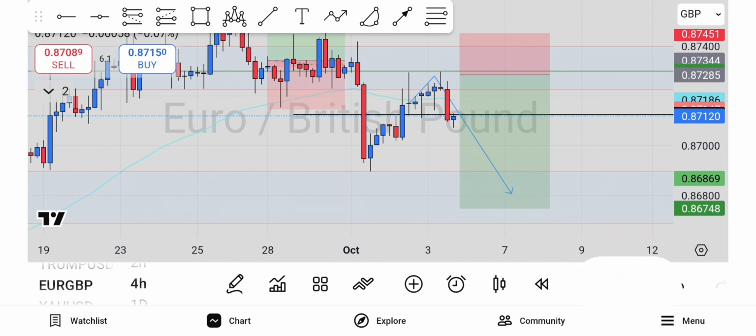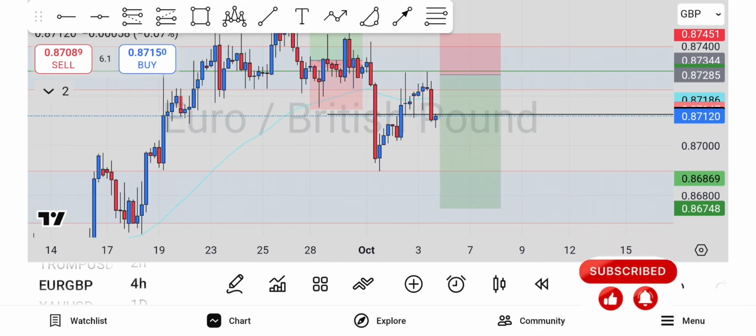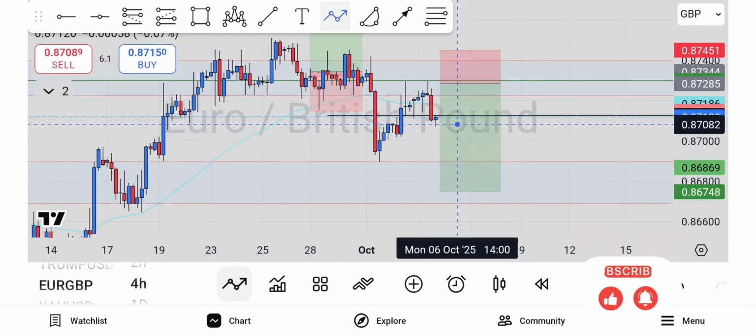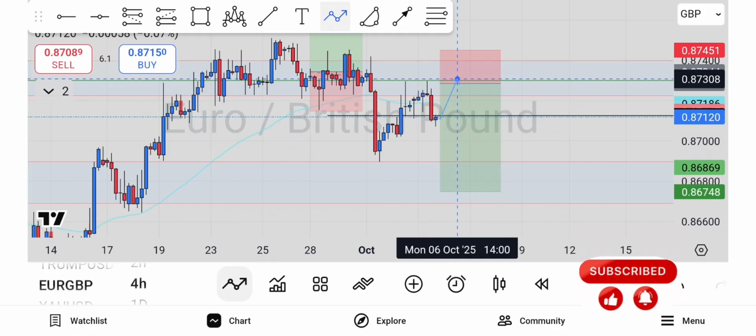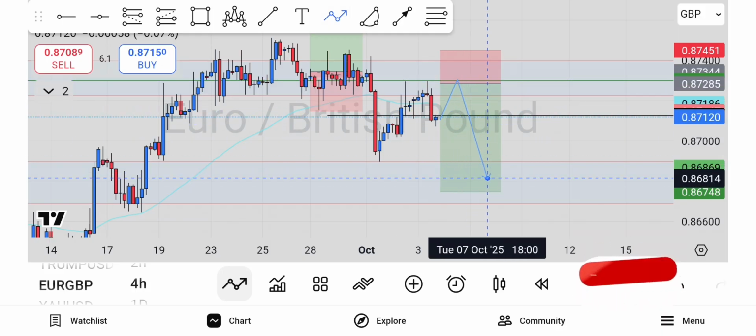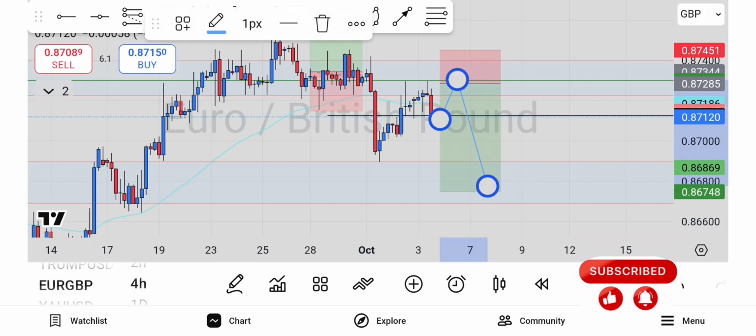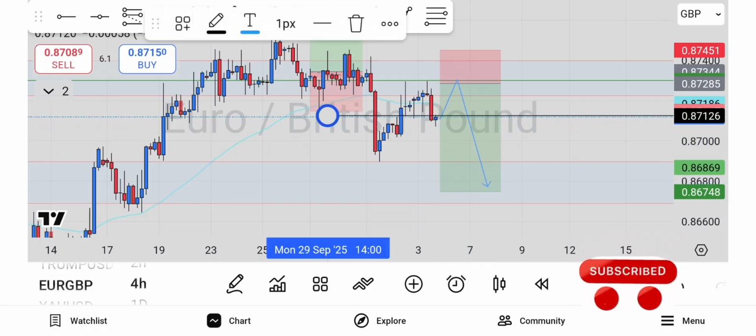So this is what I'm expecting from the market from next week. Expecting the market to go back to this zone and then we drive the market down to the downside because we have the market on a downtrend on the 1 week and also on the daily and the 4 hours as well. The market is on a downtrend.